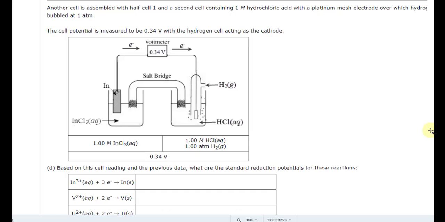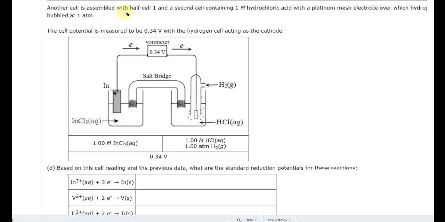Here's the last part. I think this is the most challenging one in terms of having little hidden details that you have to know. It's a good question. The AP exam has questions that make you think, but also use everything that you've learned. So another cell is assembled.